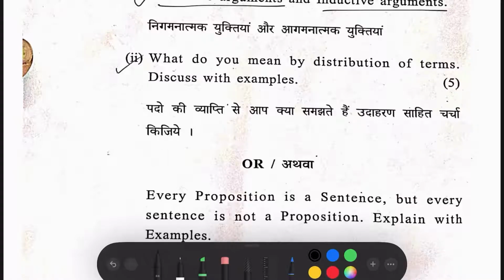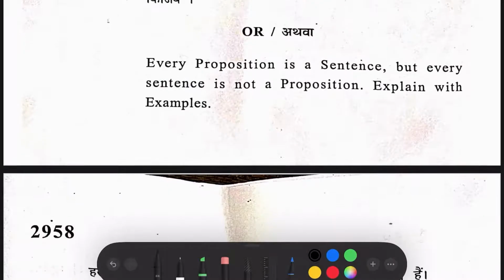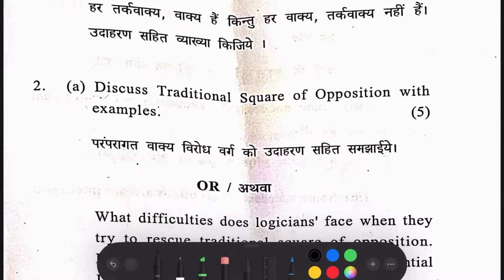Next question, what do you mean by the distribution of term? Discuss with example. Again I'll share the link of the videos so you can watch it there. The next question is, every proposition is a sentence but every sentence is not a proposition. So basically you have to explain the difference between what a proposition is and what sentences are. Here the basic difference will be explained.